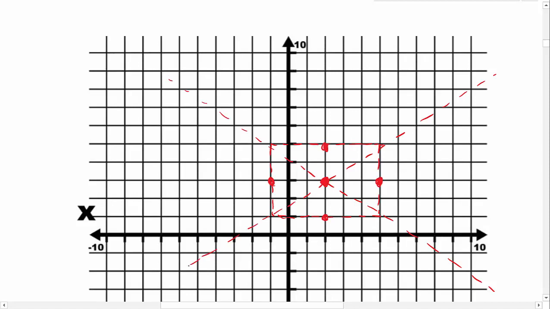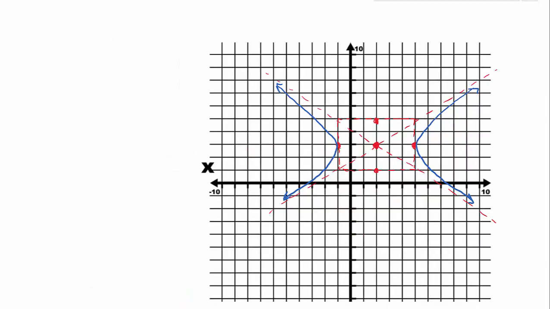And now we can draw in the branches of our hyperbola. We already noted that it's going to open in the x direction. We know that the branches tend towards the asymptote and the vertices are right where it hits our rectangle. So there we are, hyperbola in blue. Now let's answer the rest of our questions.